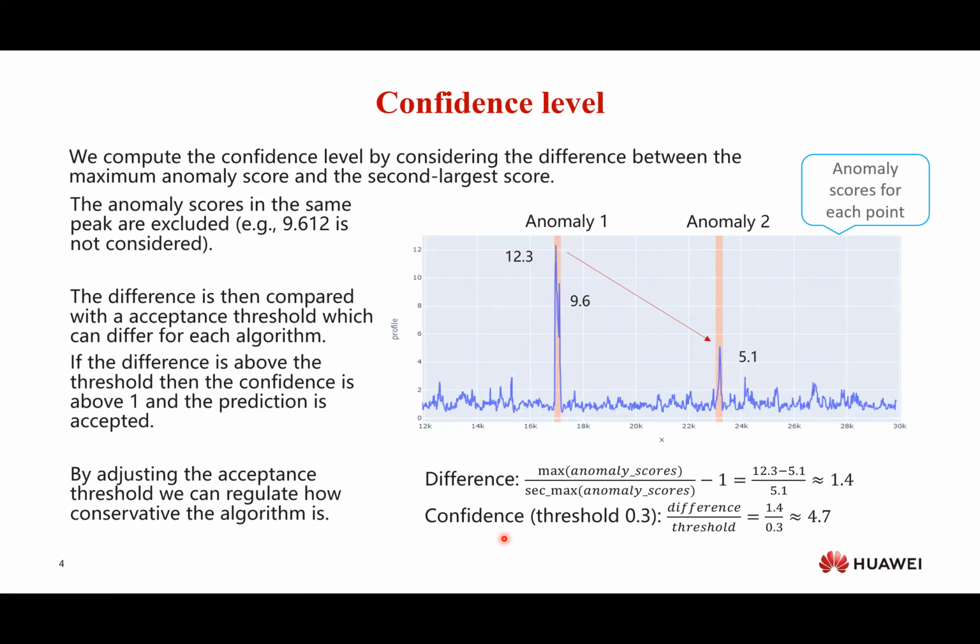Of course, here we also need to check if the maximum score is within the training partition of the data, in which case we won't use the prediction. So in this case, the applied method is considered unsuitable for the considered time series. It's also relevant to note that by adjusting this acceptance threshold, we can regulate how conservative an algorithm is.